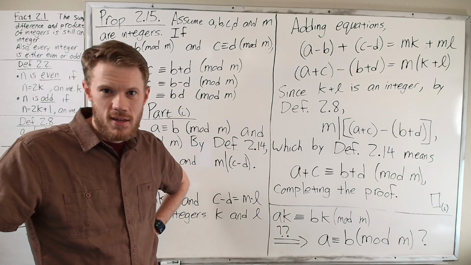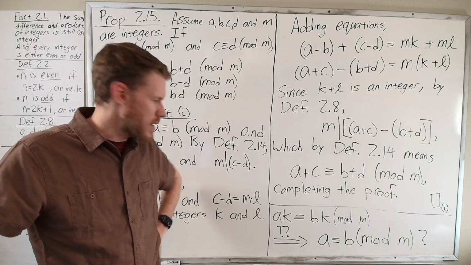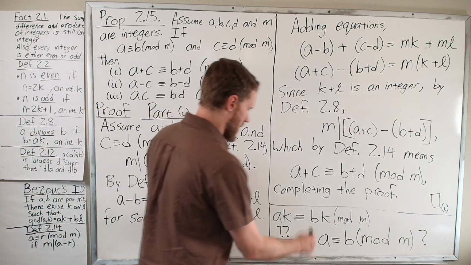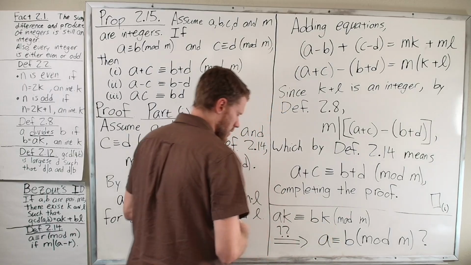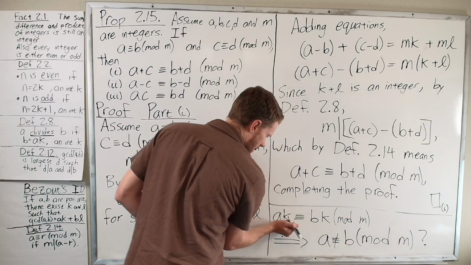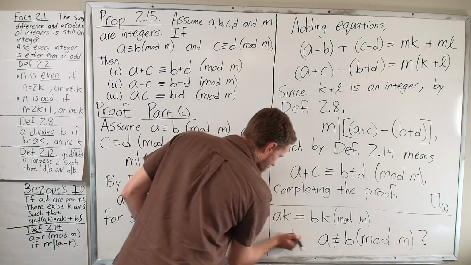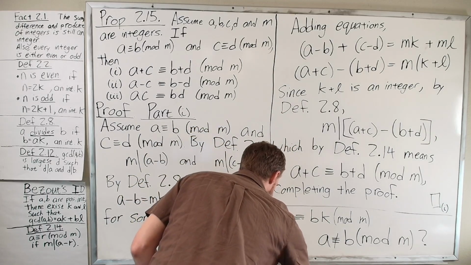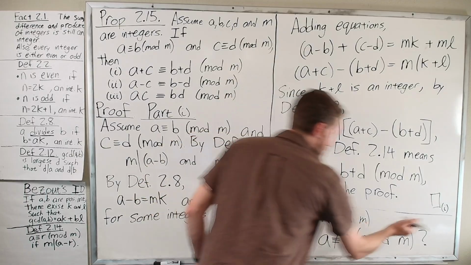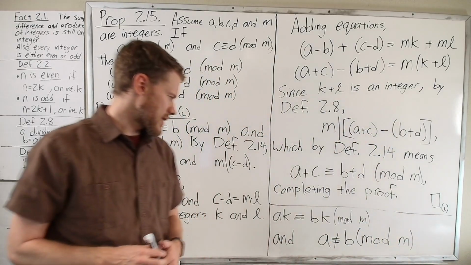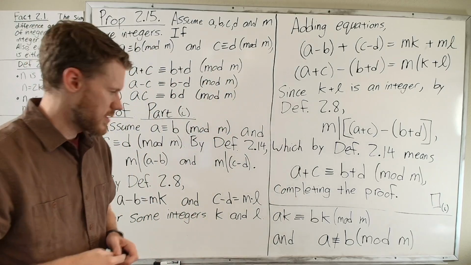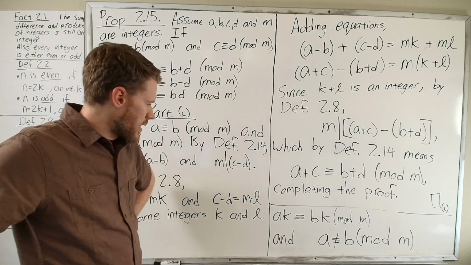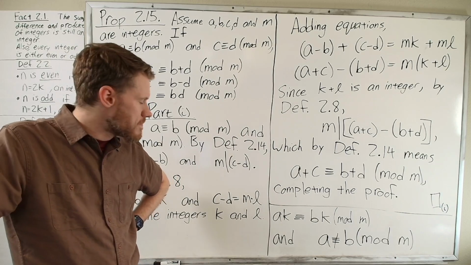So try to find a counterexample, meaning try to find an example of a, b, k, and m for which this is true, but this is not true. So you want ak congruent to bk, and you want a to not be congruent to b mod m. Can you find that? And if you can find that, good job.